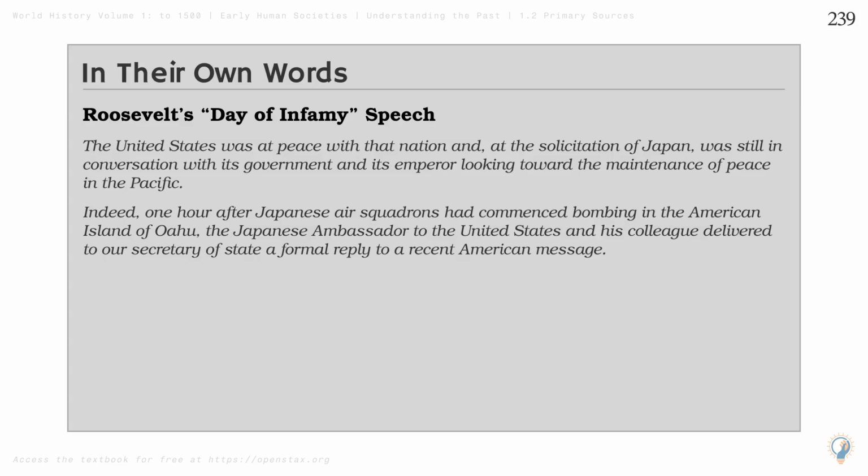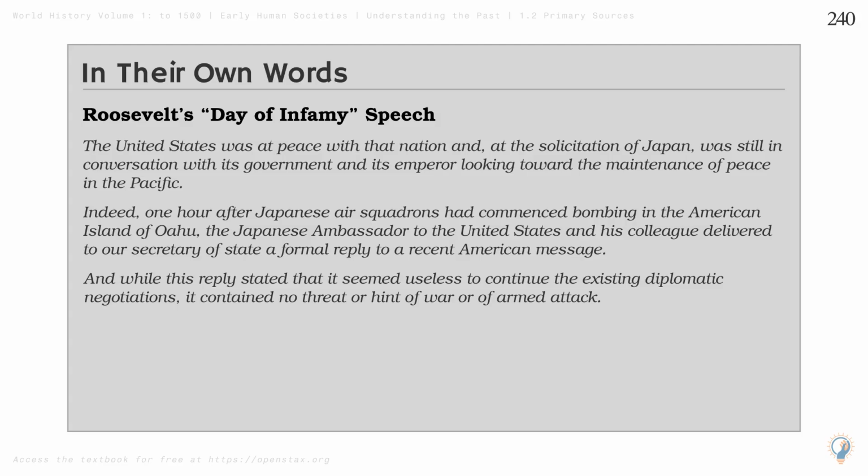Indeed, 1 hour after Japanese air squadrons had commenced bombing in the American island of Oahu, the Japanese ambassador to the United States and his colleague delivered to our Secretary of State a formal reply to a recent American message. And while this reply stated that it seemed useless to continue the existing diplomatic negotiations, it contained no threat or hint of war or of armed attack.